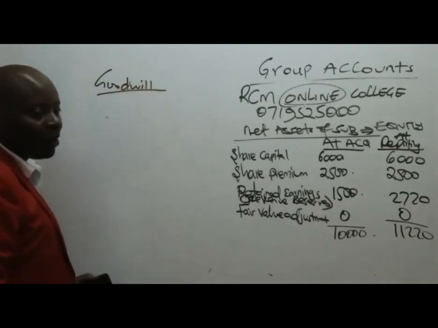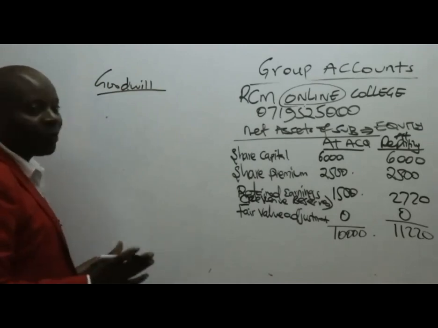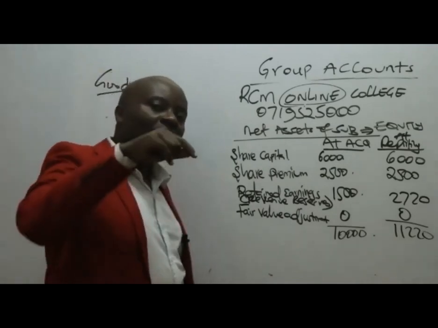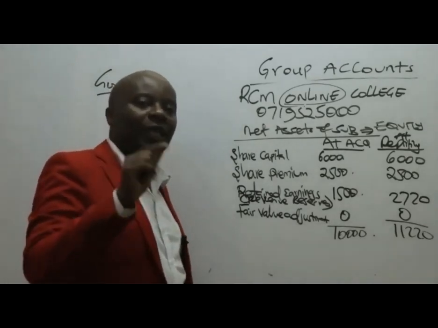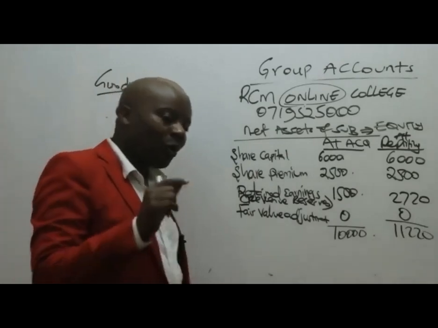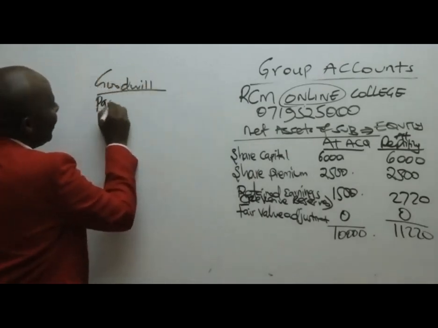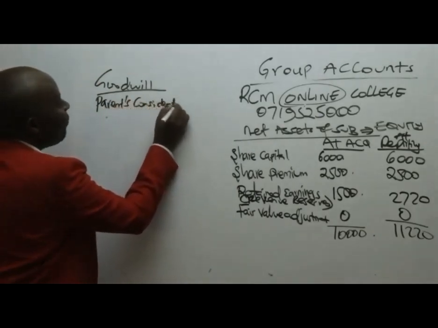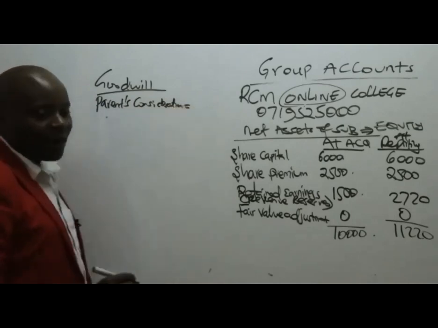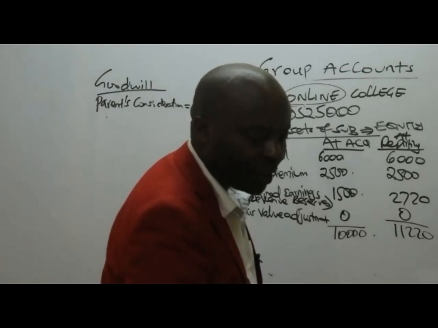So under goodwill, remember goodwill is quite a simple thing to calculate. We shall look at our investment in this subsidiary. How much do we invest in the subsidiary? Our investment in the subsidiary has 2 components. We have the parent's consideration. So how much did the parent pay?